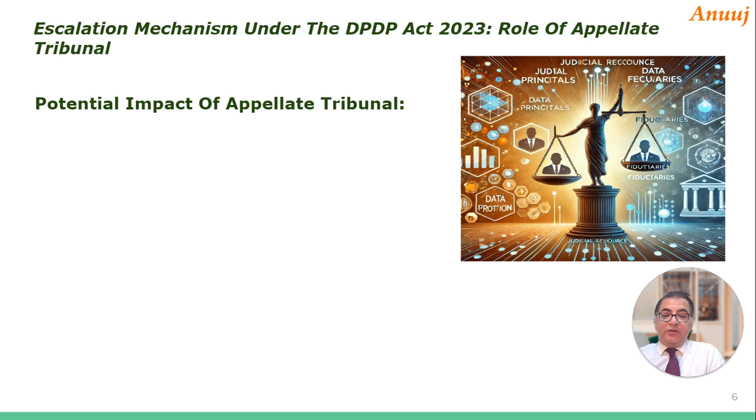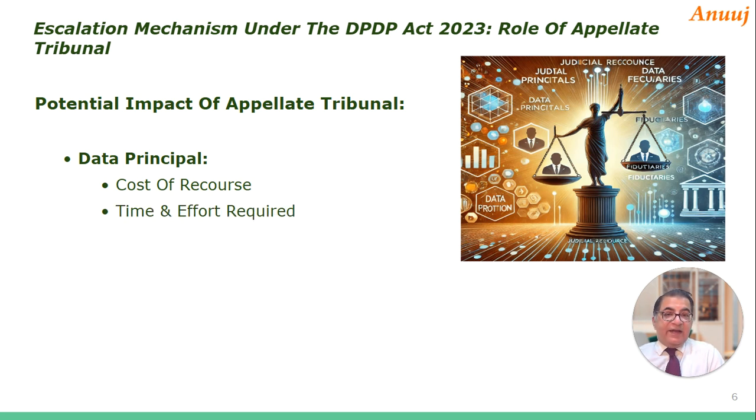The potential impact of the overall Appellate Tribunal is for a data principal. There are common things for fiduciaries as well. There is a cost of recourse. There is a fee to be paid for anyone who goes to the Appellate Tribunal. There is time and effort required. The Appellate Tribunal says we will resolve it in 6 months, but it may get extended, right? And then what are you expecting as a final decision? You need to check about it. And if it fails, can you move ahead? Would you actually go to a higher court?